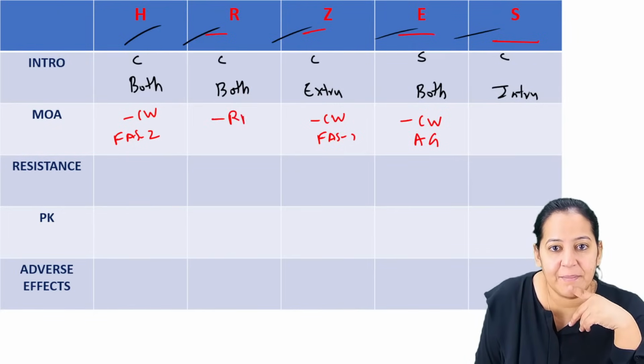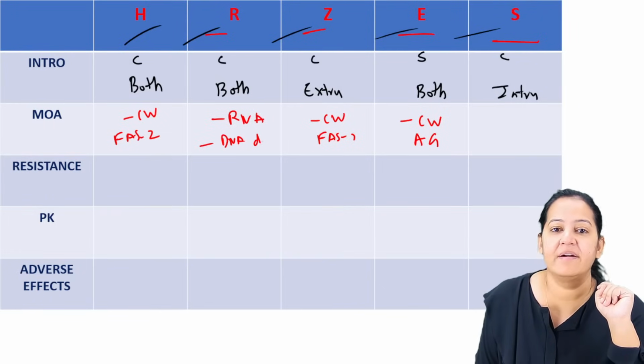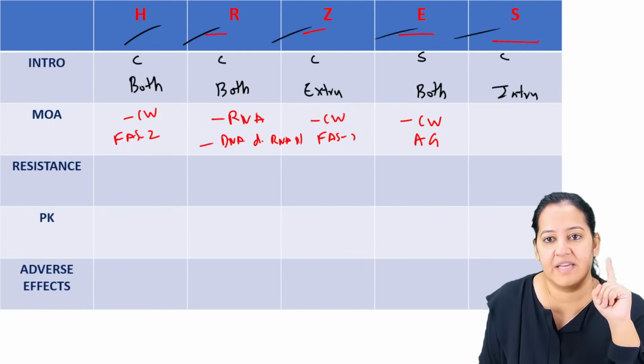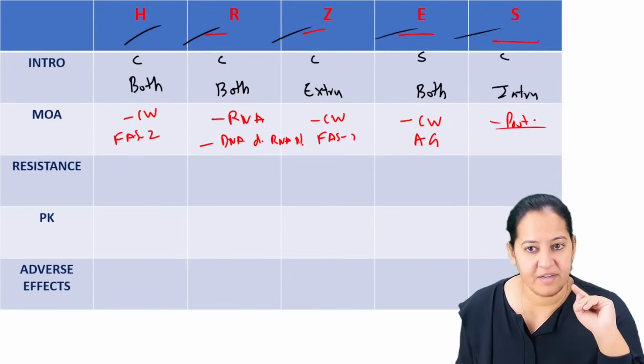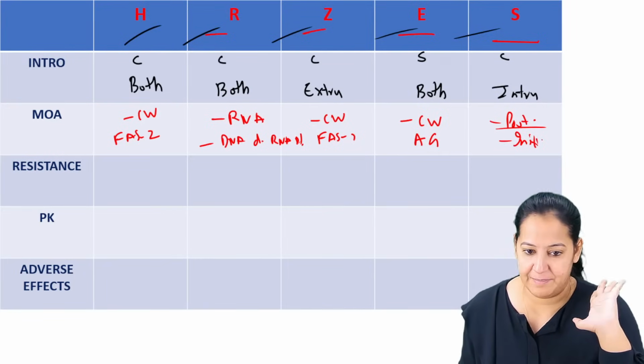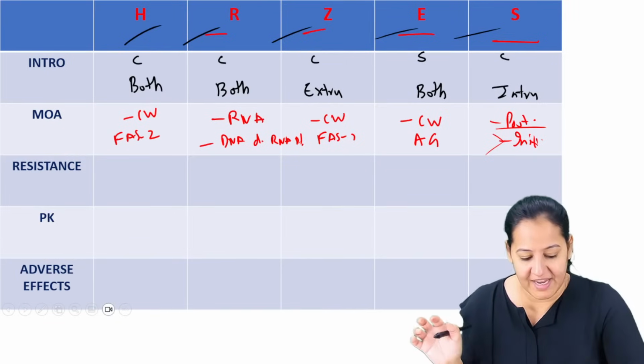Here RNA is inhibited, R for R. The name of the enzyme is DNA dependent RNA polymerase. You have to learn the name of the enzyme also. And here protein is inhibited, protein synthesis. No enzyme, but it inhibits the initiation step, the first step, by binding on 50S, 30S both. Got it? So this is in short the mechanism of action of all five.